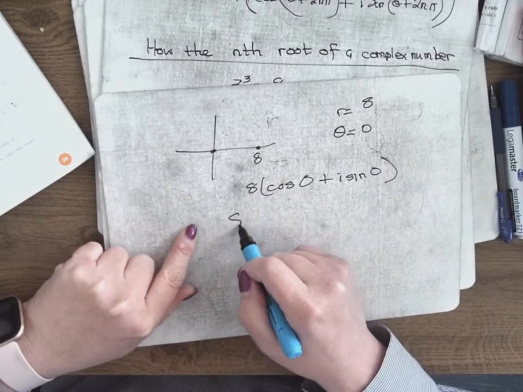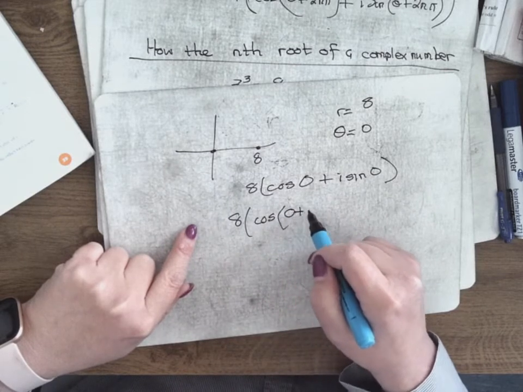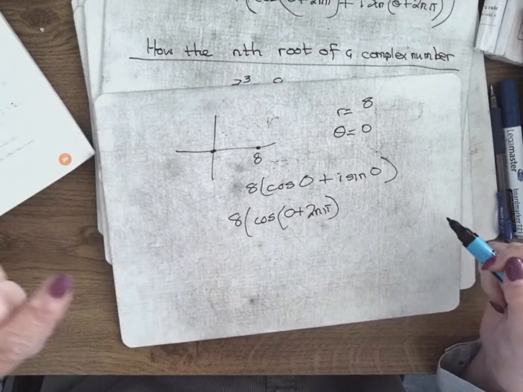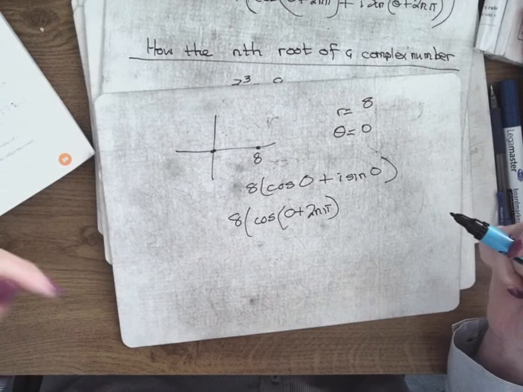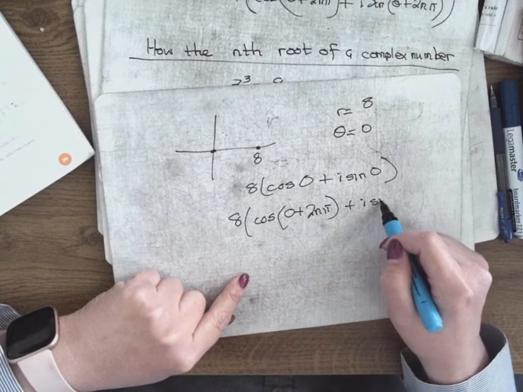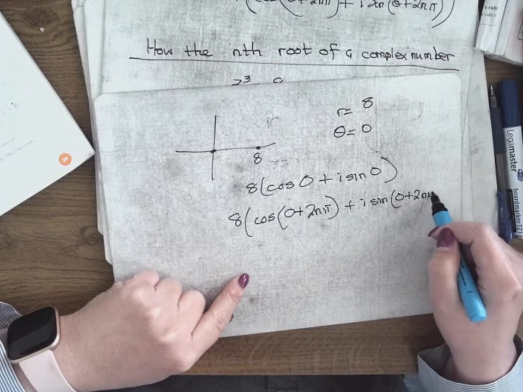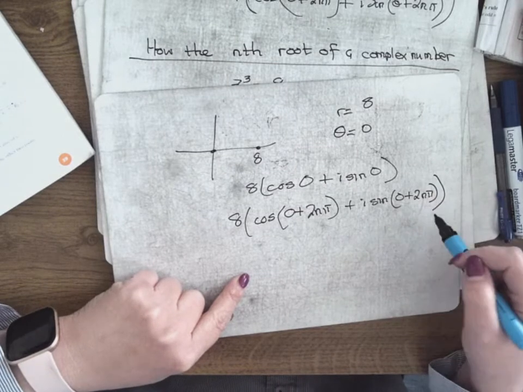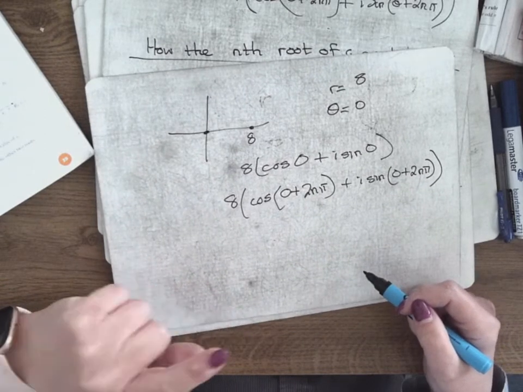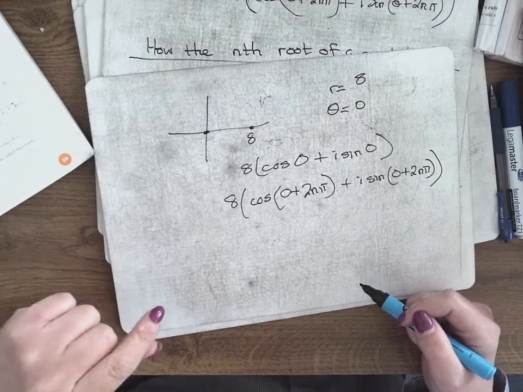In general polar form, you just need to write cos of 0 plus 2nπ, and if you prefer, plus n times 360, as in any number of 360s, plus i sine of 0 plus 2nπ, which means I can add on any number of 360s and I'm in the exact same position, right? So that's 8 written in polar form.